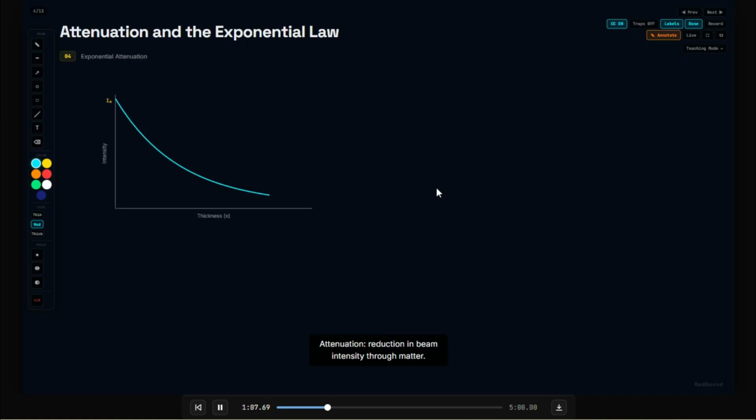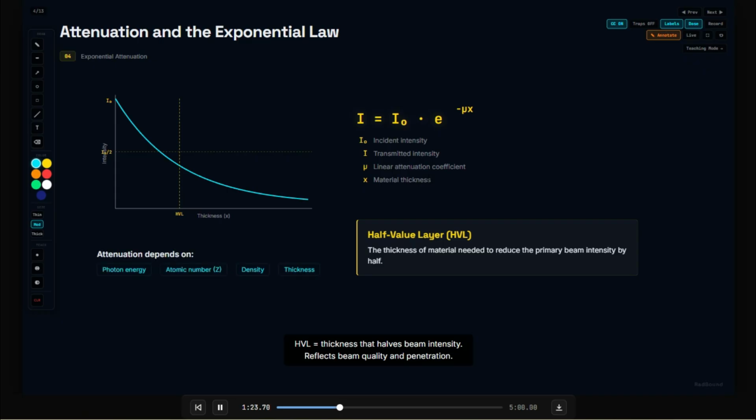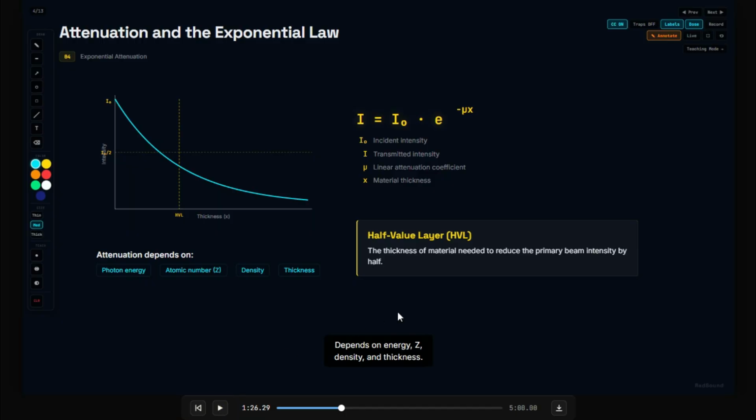Attenuation is mostly an exponential process, I equals I naught e to the minus mu x, where I is the transmitted intensity and I naught is the incident intensity. That brings us to a very important point, the half value layer. The half value layer is the thickness of material needed to reduce the primary beam intensity by half. It depends mainly on the photon energy, the atomic number, the density of the material, as well as its thickness.